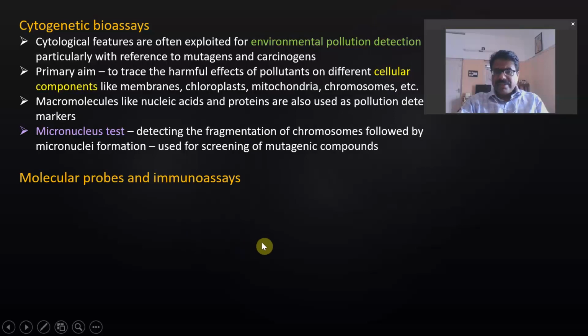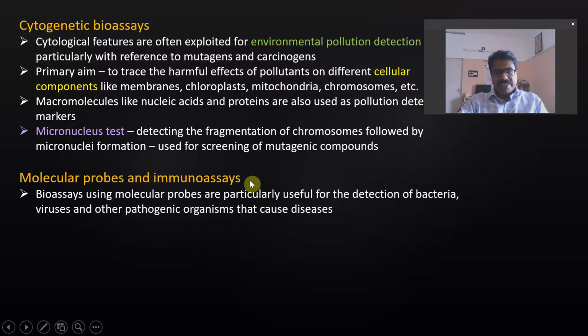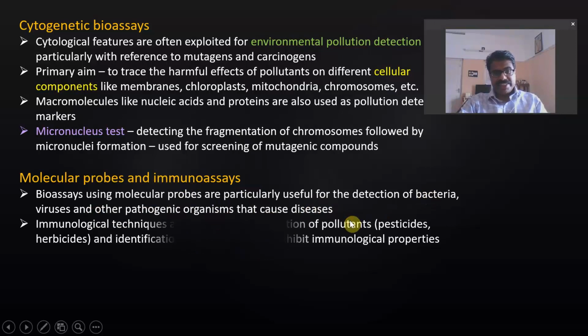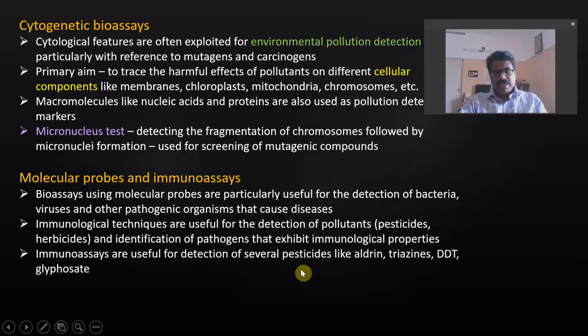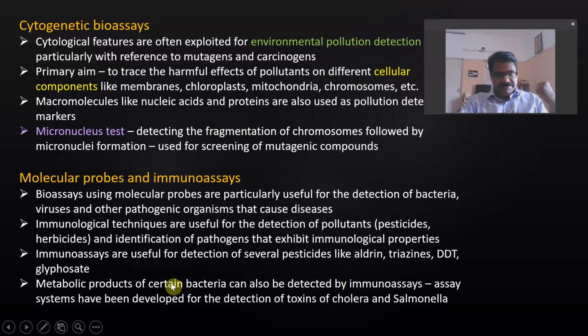There are several molecular probes and immunoassays available for pollution detection. Molecular probes are useful for detection of bacteria, viruses, and other pathogenic organisms that cause diseases. Immunological techniques are also used for detection of pollutants and identification of pathogens. These immunoassays are also used for detecting several pesticides like DDT, triazines, glyphosate, etc. And these are all modern techniques.